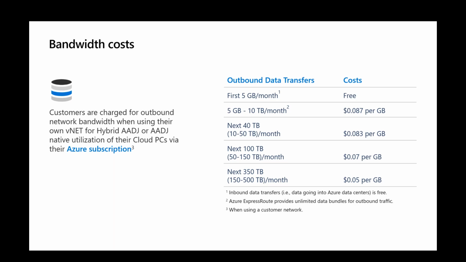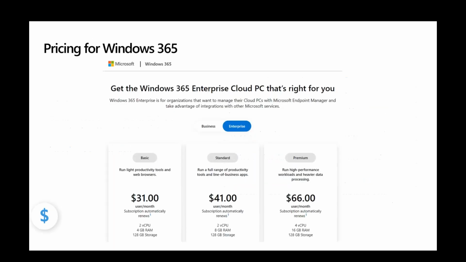It's literally the data leaving Azure. Yeah. And Wade, the bandwidth, that's one of those fields in the pricing calculator where it's hidden. Unless you know where to look for it, you're not going to find it. So one thing to be mindful of there.